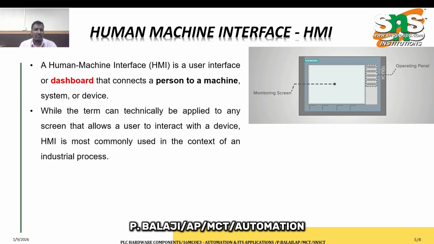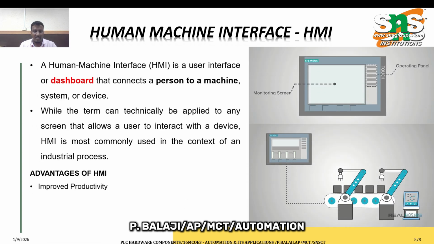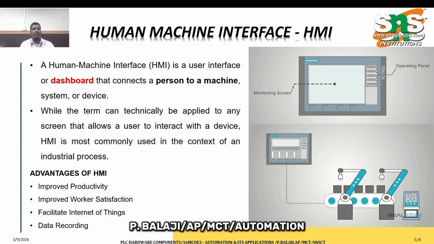So basically HMI, it's a normal display which is used to communicate all those industry operations from person to machines. Okay, so it is an interfacing device between the person and the machine. This term can technically be applied to any kind of screens, but is most commonly used for industry processes. HMI is used to increase productivity and worker satisfaction, and to facilitate IoT and data recording.